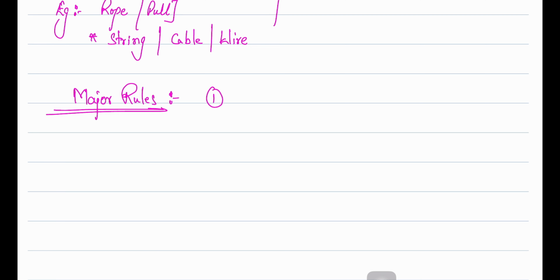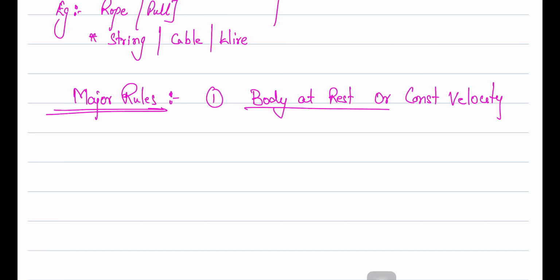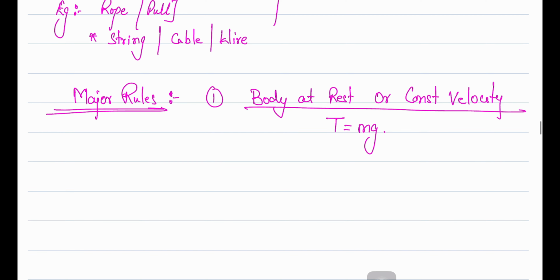First, what is the major rule? If the body is at rest or at constant velocity, tension is equal to mg. Tension is equal to mg. And these are the major rules of your lift. Whenever you use the cases of lift, these are going to be useful.